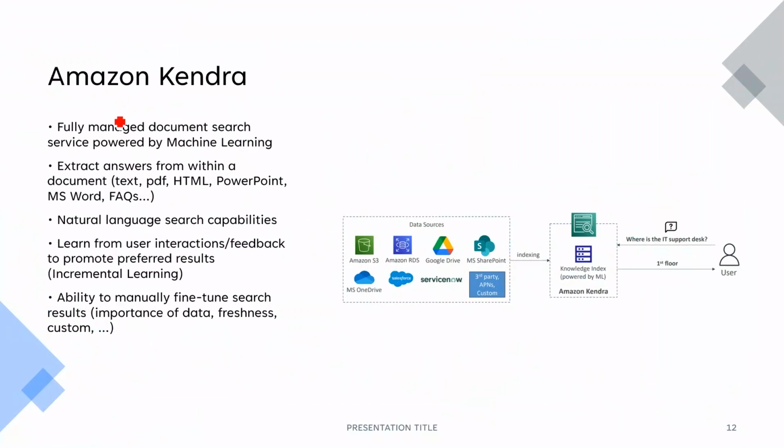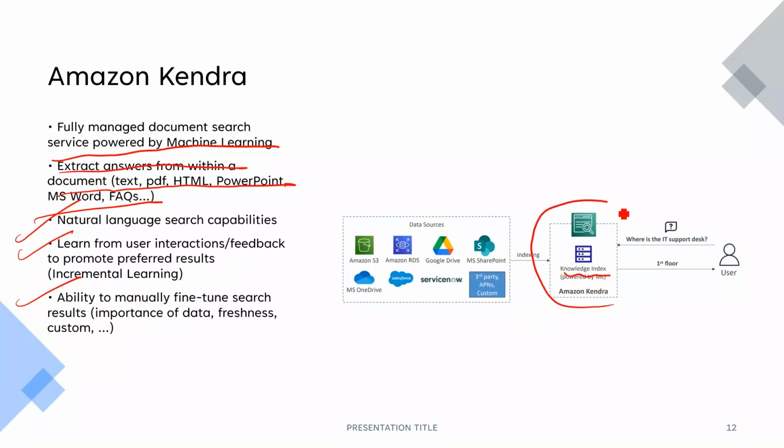So Amazon Kendra is a document search service powered by machine learning. It extracts answers from within a document like text, PDF, HTML, PowerPoint, MS Word, or some other kinds of files. Natural language search capabilities, learn from user interactions, feedback to promote preferred results, ability to manually fine tune search. For example, you'll have a lot of data sources like Amazon S3, Amazon RDS, Google Drive, and you do some indexing, and then you create a knowledge index. Basically you don't create anything, it will be done by Amazon Kendra itself. Then you just ask questions, right?